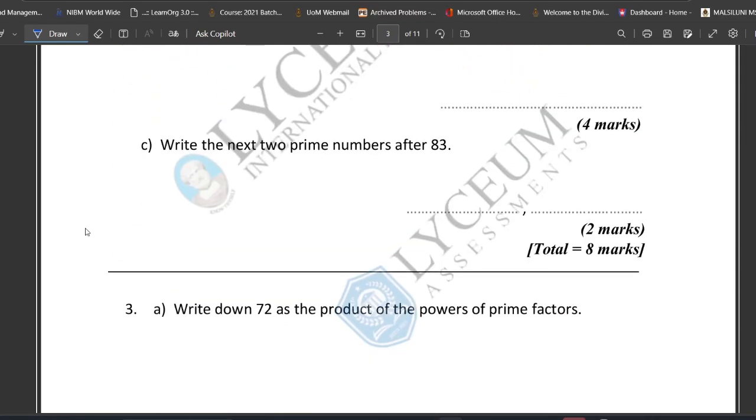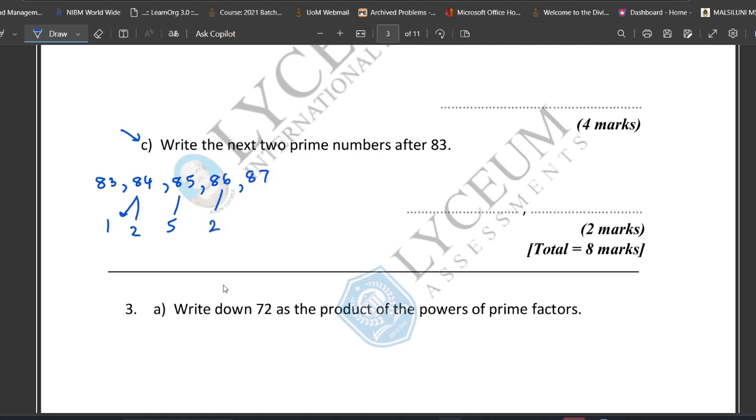Okay, so in the C part, write the next two prime numbers after 83. Let's take after 83. Let's check 84. This has 2 as a factor also. This is not a prime number. 85, 5 is a factor. 86, 2 is a factor.